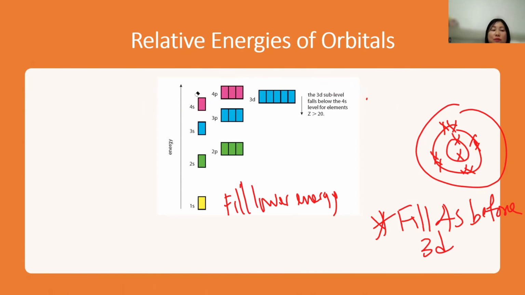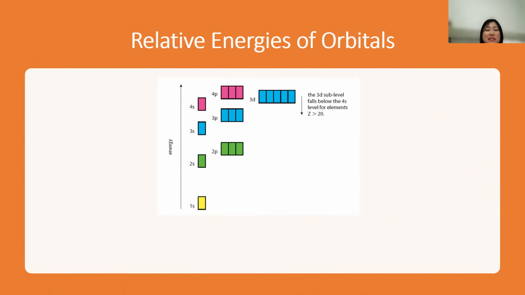So the idea here is that we have to fill the lower energy orbital first, then we slowly move up. So we have to fill 4s first, then we fill 3d. And that is when you're filling. So when it's empty, 4s has lower energy than 3d. However, when 4s is filled with electrons, then it becomes higher energy than 3d. Okay, it's a bit complicated. I repeat, when it's empty, 4s is lower energy than 3d. However, when it's filled, then 4s has a higher energy than 3d.